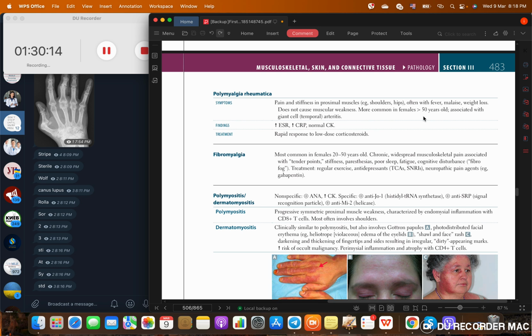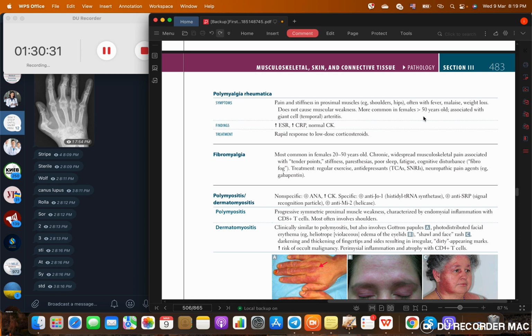So rapid response to low dose corticosteroid. Be careful. If the patient only has polymyalgia rheumatica, you can give low dose steroid. But if he has giant cell temporal arteritis, you have to give high dose steroid.